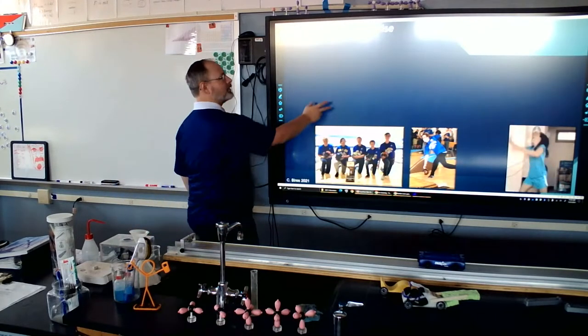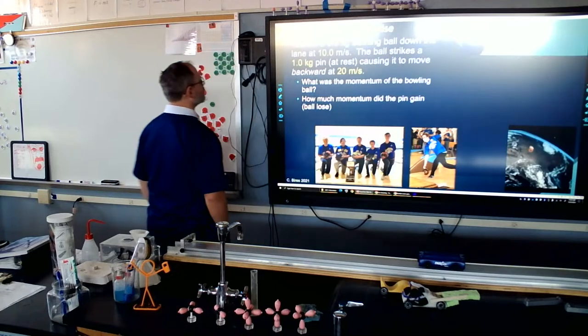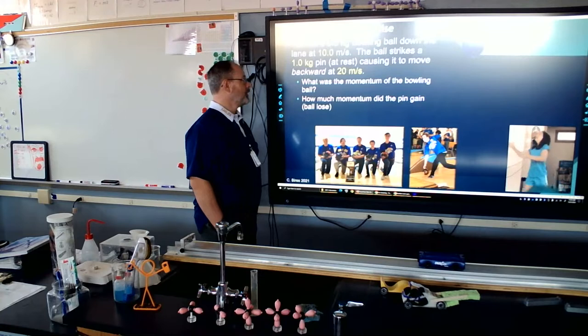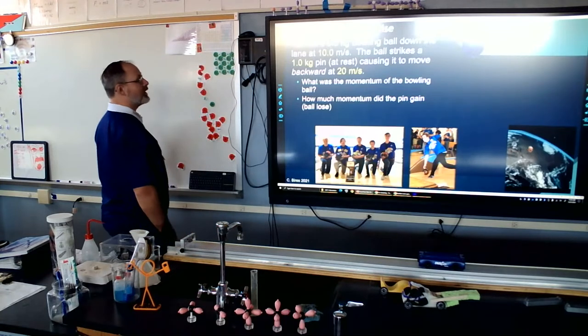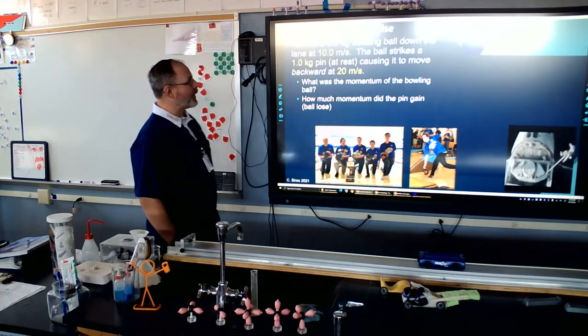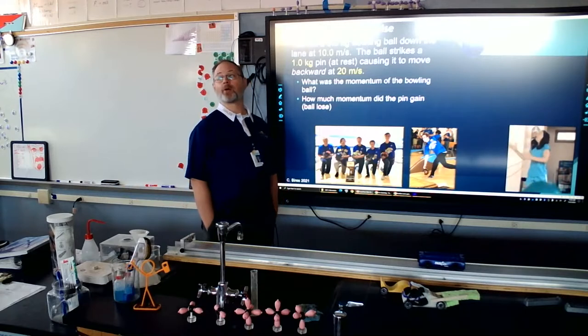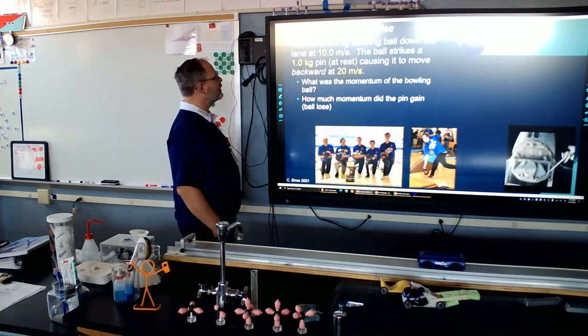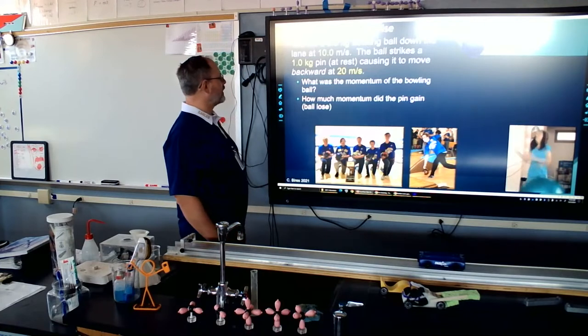Okay. All right. So let's finish the day by doing this. You roll a 6-kilogram bowling ball down a lane at 10 meters per second. The ball strikes a 1-kilogram pin at rest, causing it to move backwards at 20 meters per second. Now, backwards meaning the same direction as the initial ball. What's the momentum of the bowling ball? How much momentum did the pin gain?